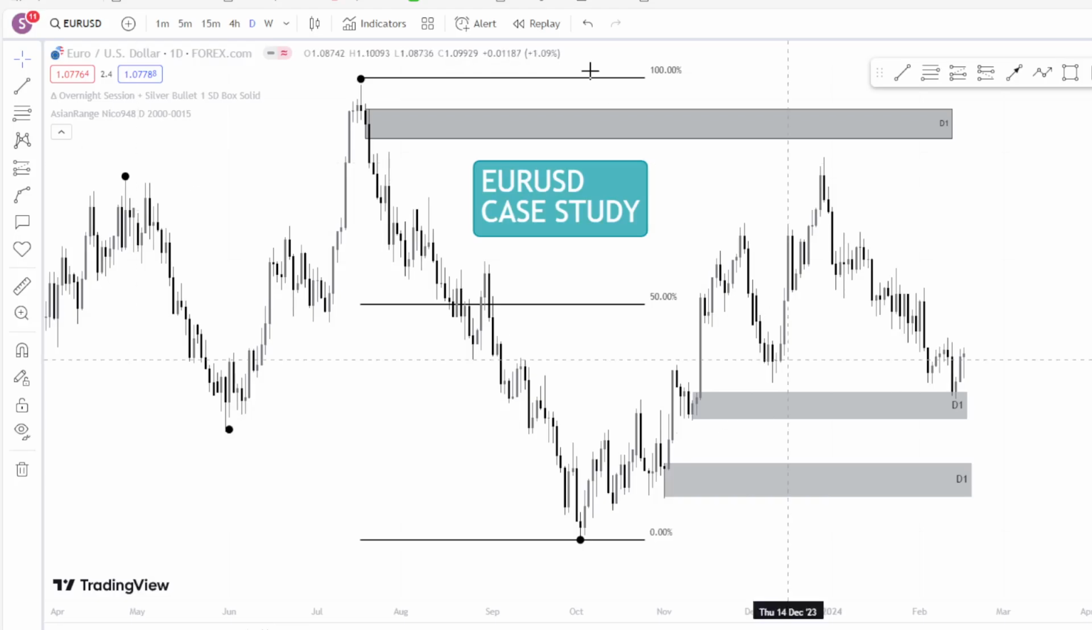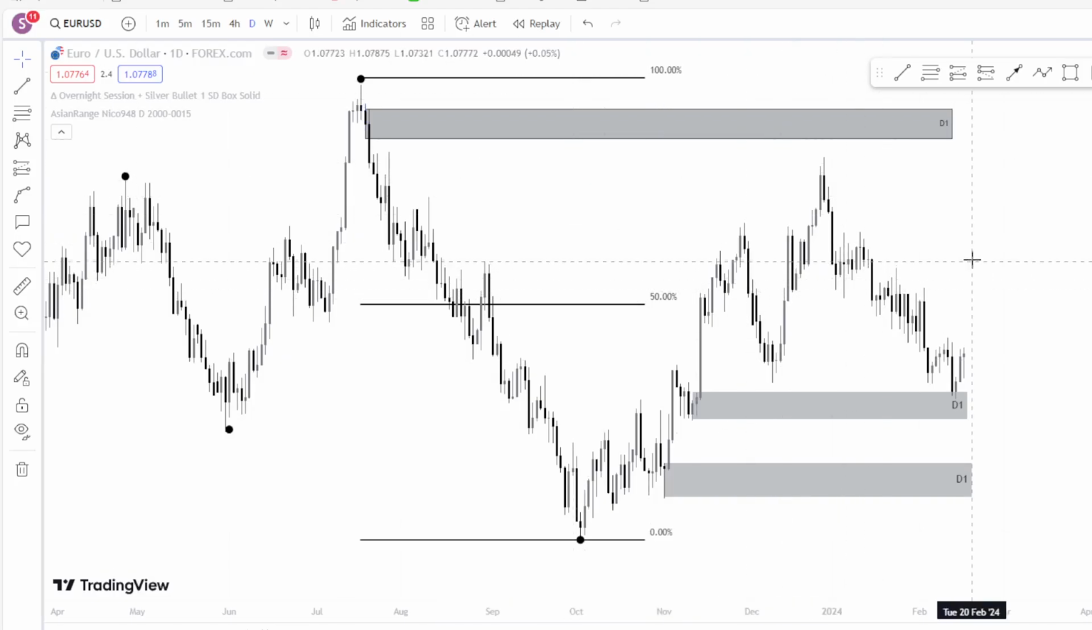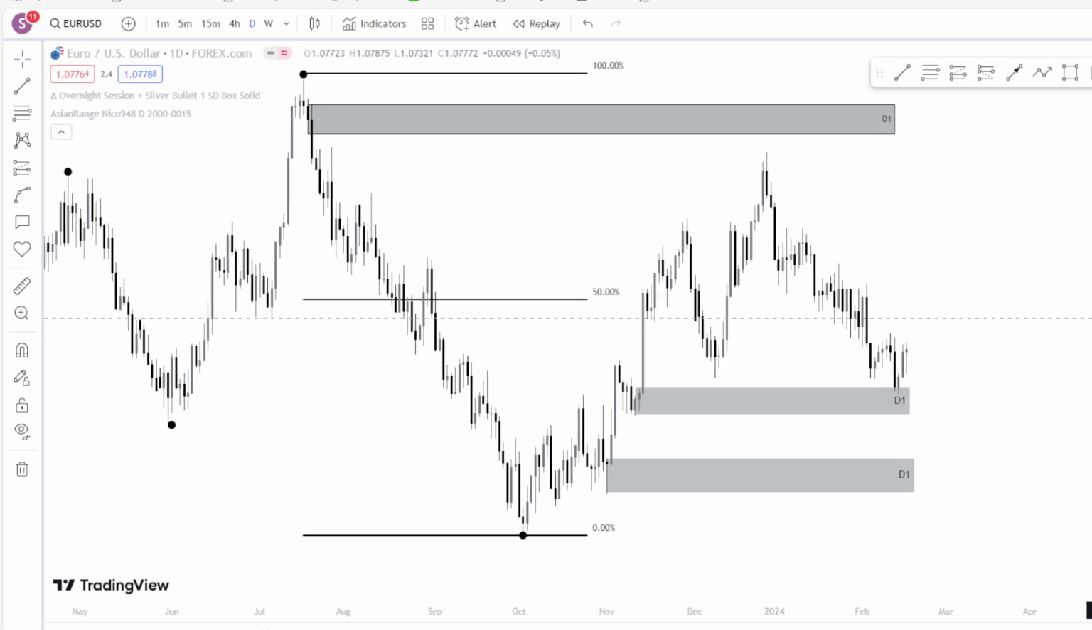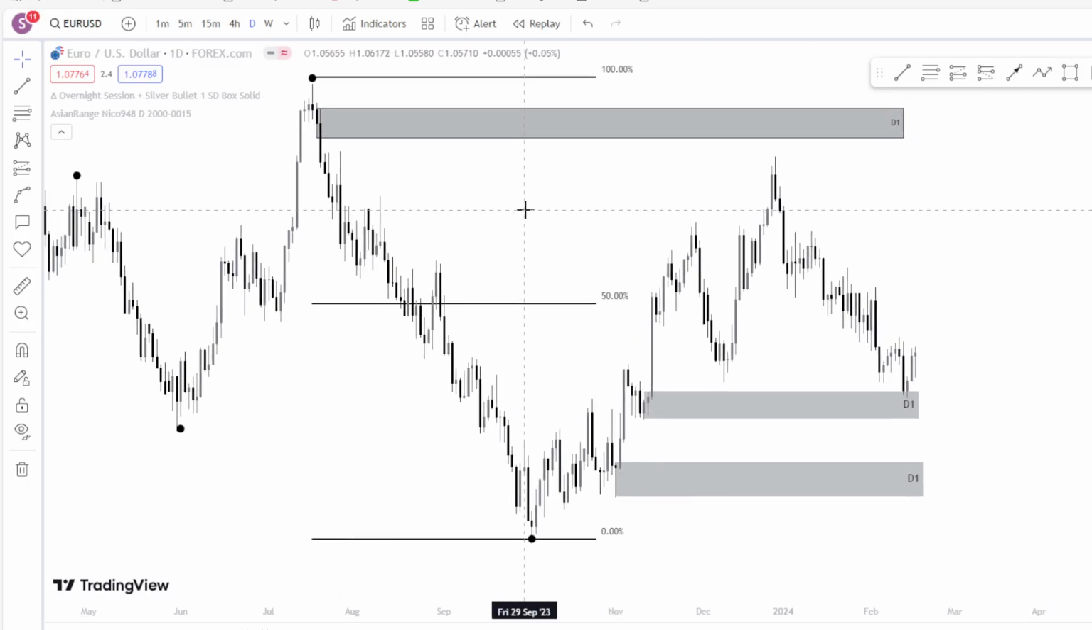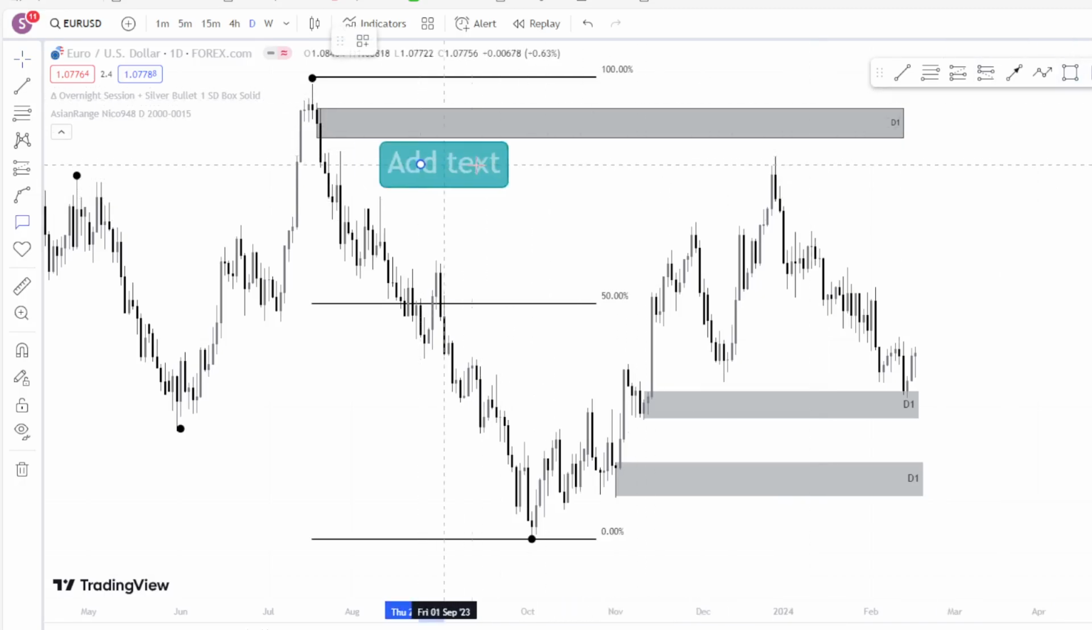So here on the charts in front of you, we have the Euro dollar time frame. What we need to understand straight away is three things. We need to understand our structure, where we are in terms of premium and discount, so our PD arrays, and our fair value gap. So where are we tapping into? Let's put those three things there.